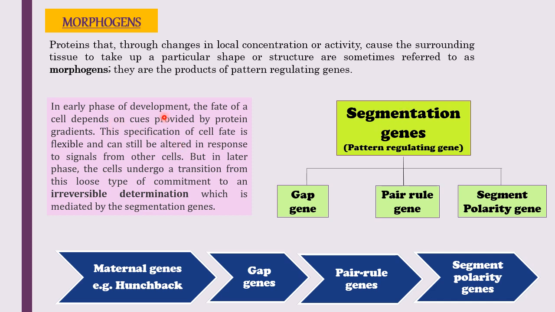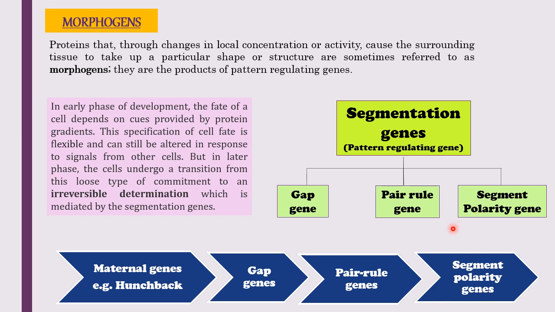In the early phase of development, the fate of a cell depends on cues provided by protein gradients. This specification of cell fate is flexible and can still be altered in response to signals from other cells. But in the later phase, the cell undergoes a transition from this loose type of commitment to an irreversible determination, which is mediated by the segmentation genes. And these genes divide the early embryo into a repeating series of segments along the anterior to posterior axis. The segmentation genes are further divided into three groups based on the type of segmentation they show in Drosophila. They are the gap genes, pair rule genes, and segment polarity genes.